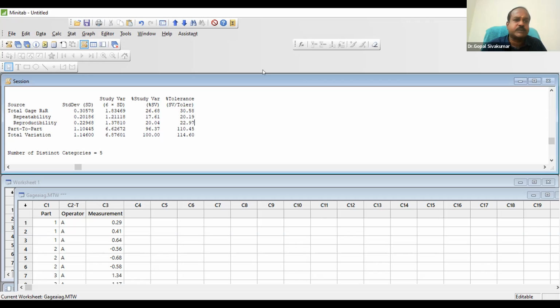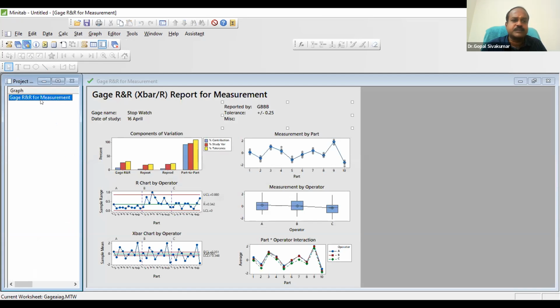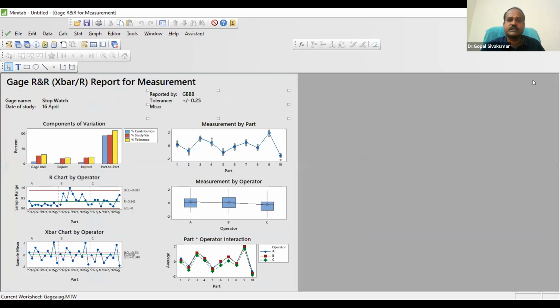You want to see the graphs means click this button. Graph will appear. Yes, the gauge R&R. And now read through the graph and try to understand what's exactly happening, and who is problematic, who is contributing to the repeatability, who is contributing to the reproducibility. Now, who is contributing to the repeatability error? 1 or 2 or 3? 2, sir. Operator B. 2 is contributing to the repeatability error.